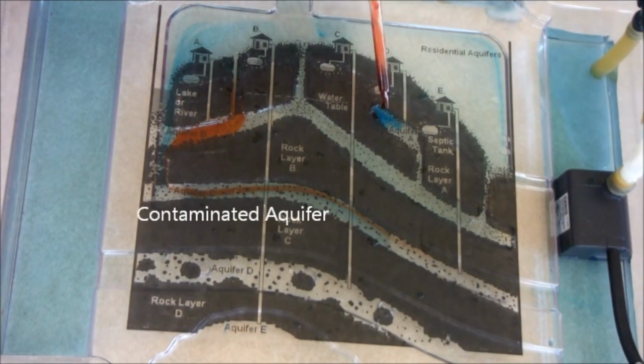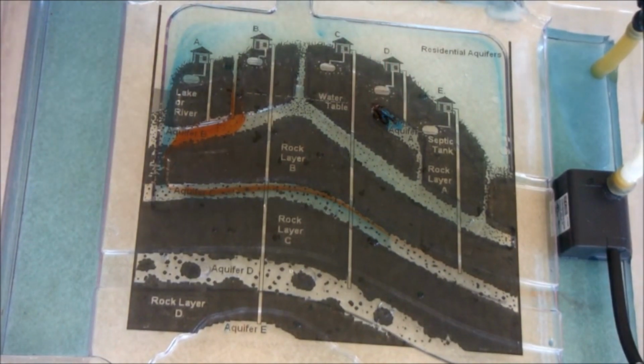Sometimes septic tanks leak and contaminate aquifers. In this case, these people could end up drawing up their own sewer water.